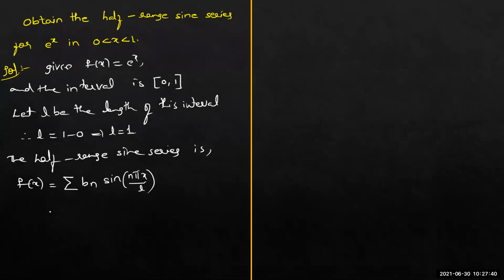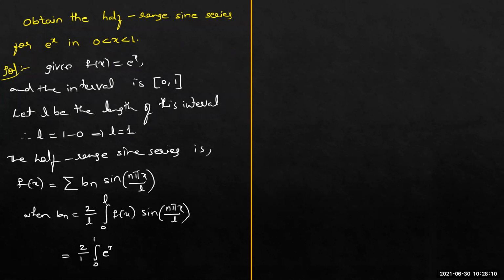Now, let me just evaluate these things. What is actually bn, where bn is equal to 2 by L into integration from 0 to L of f x into sine n pi x by L. If you just substitute everything, L is equal to 1. So it becomes 2 by 1, integration from 0 to 1 of f x. What is f x? It is e power x. Then sine n pi x by 1 dx. We need to integrate this product.